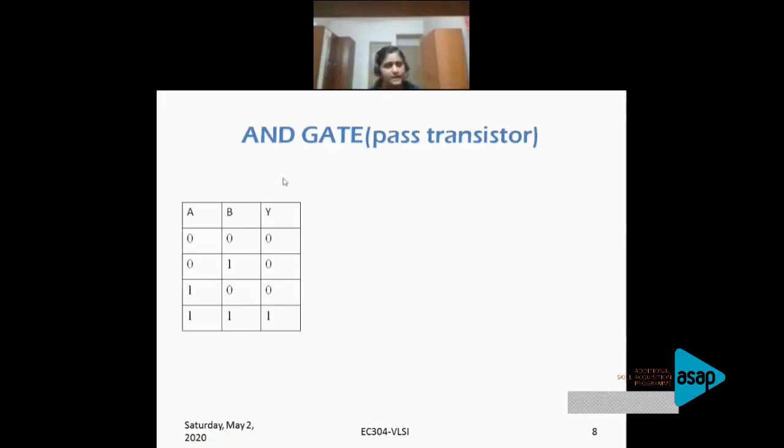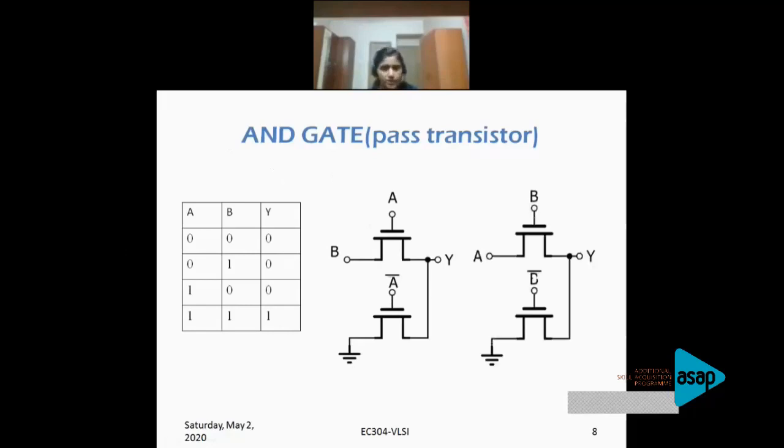We have seen an AND gate circuit, the truth table of an AND gate, and this is your pass transistor implementation of an AND gate. For an AND gate, we have seen two types of implementation, if you remember. There are two literals, A and B, and the output is Y. To the gate, you can either give A as a control signal, or you can give B as a control signal. Depending upon that, you have two types of circuits. That is what I've drawn here. This is your pass transistor implementation of an AND gate.